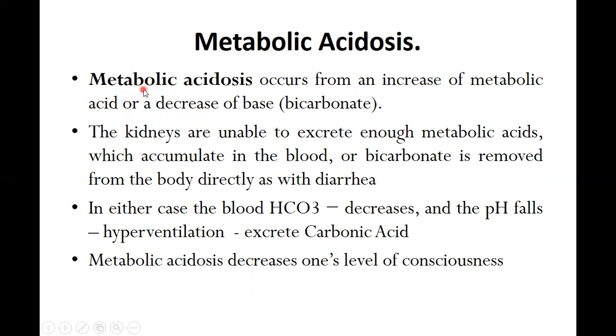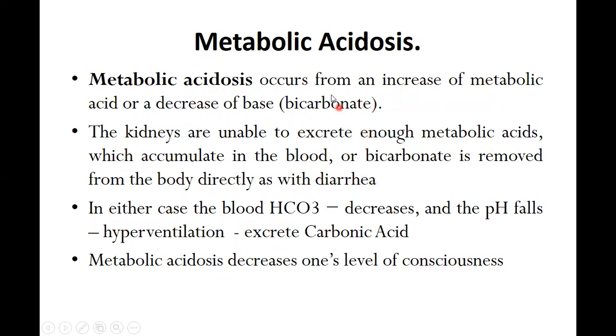Now, metabolic acidosis occurs from an increase of metabolic acid or a decrease of base. The base in this case is the bicarbonates. So what causes the blood to become more acidic in metabolic conditions is that there is a metabolic acid being produced, okay? So the kidneys are unable to excrete enough metabolic acids, which accumulates in the blood, or the bicarbonate is removed from the body directly with diarrhea.